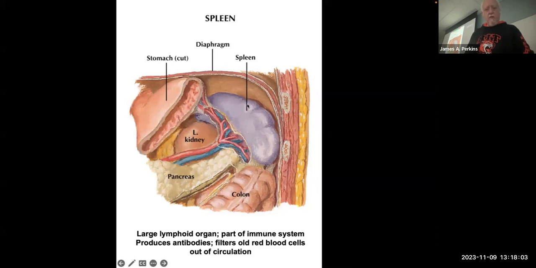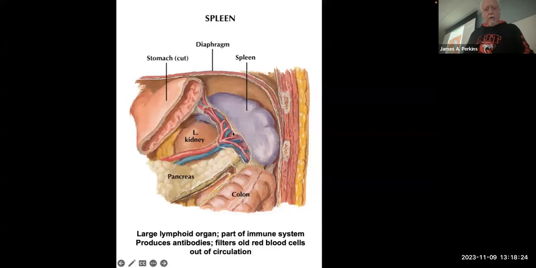It is covered with mesentery, which is anchoring it to the posterior abdominal wall, just like most of the other abdominal organs. The tail of the pancreas extends over towards the left side of the body, all the way up to actually come in contact with the spleen.